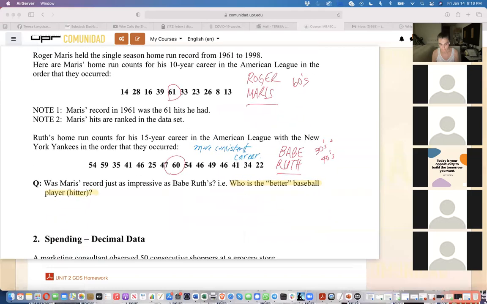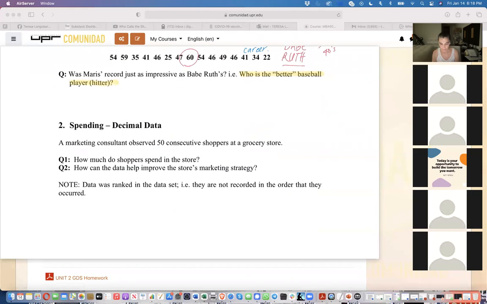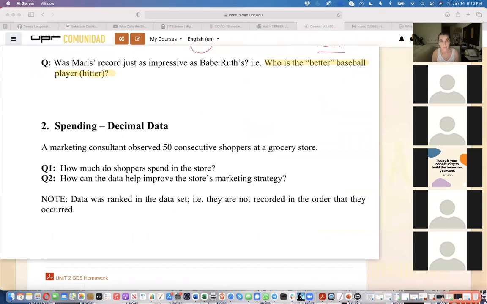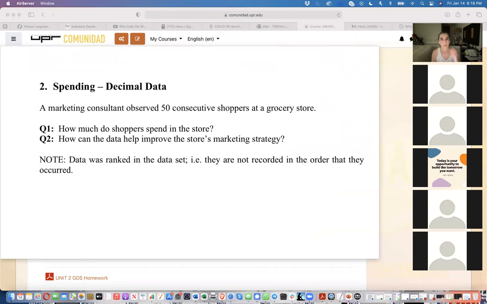The next one, here you have the data that I'm going to show you represents 50 consecutive shoppers and how much they spent in the store. Looking at this as a marketing consultant, what does the spending of these shoppers tell you, and how can it help improve your marketing strategy? Okay. So I'm going to show you the data.